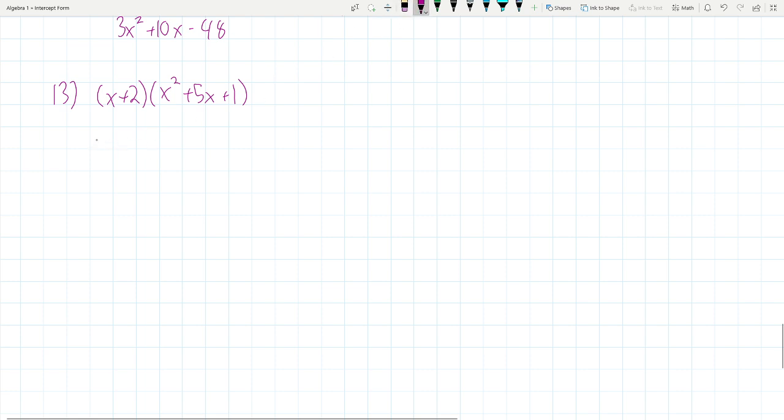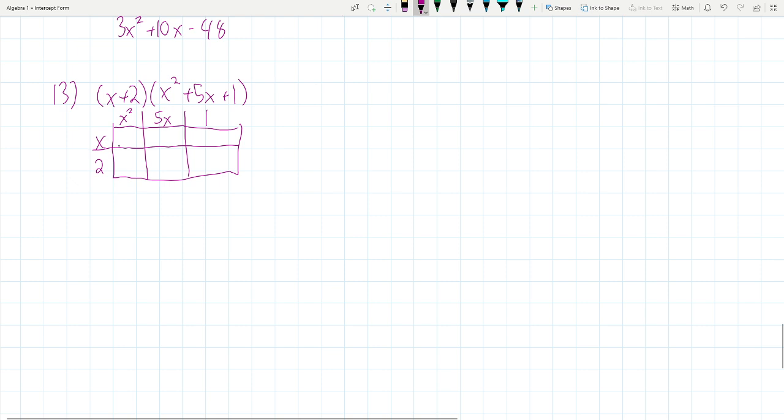Let's start with the box method. So I'm going to go x, and I'm going to have 2, and this is going to go all the way across, and you're going to kind of see why I made it a little longer, in that I'm going to be placing x squared here, 5x, and 1. And so I'm just kind of separating them out so that then I can actually do this. And now I multiply kind of like I was doing before.